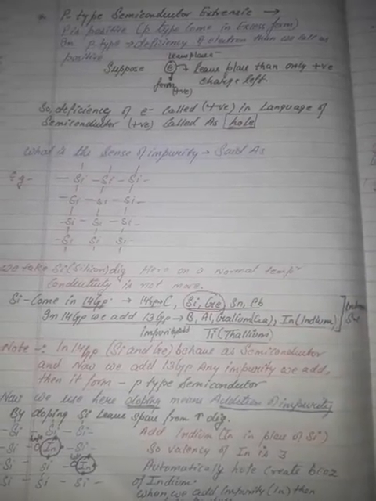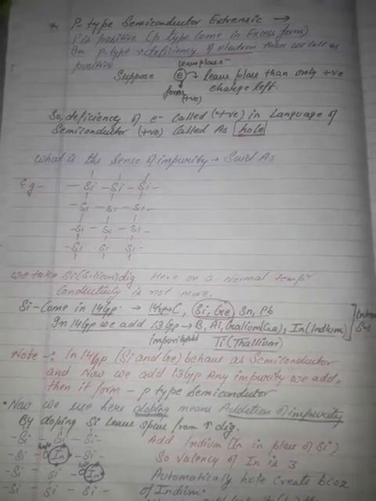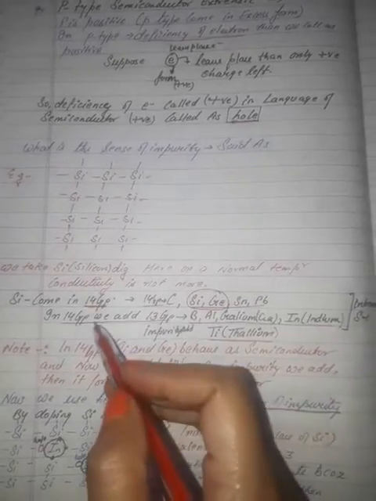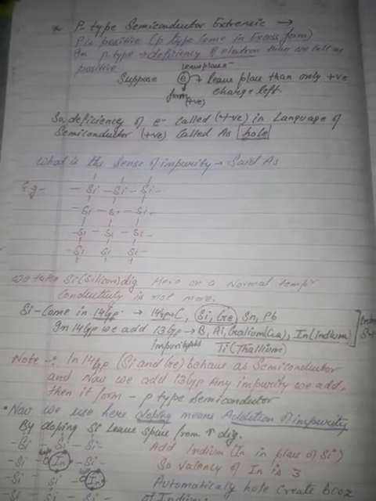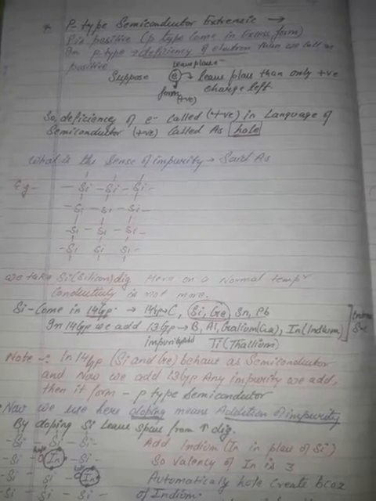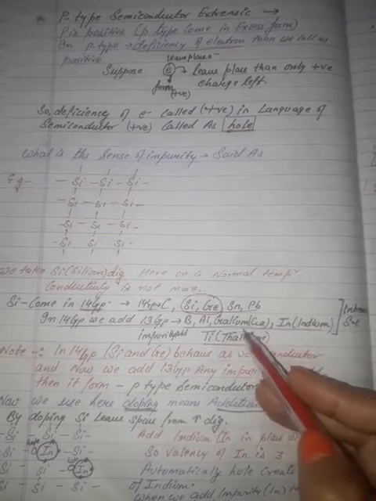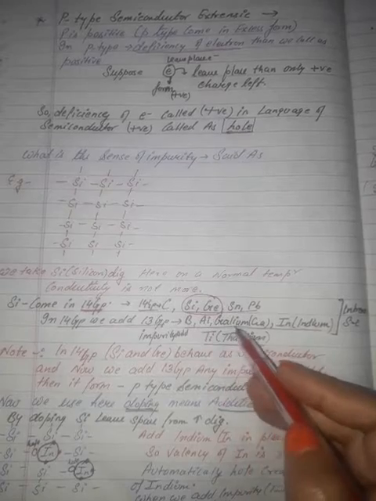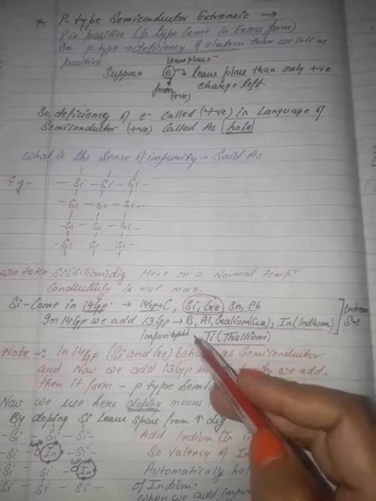When we are using silicon, we are using it from group 14. In group 14 these elements are coming: carbon, silicon, germanium, tin, lead. Now in group 14, we are adding group 13. Why are we adding group 13? Because we have to add the impurities. So in group 13 these are the elements: boron, aluminium, gallium, indium and thallium. These are the impurities present in group 13.